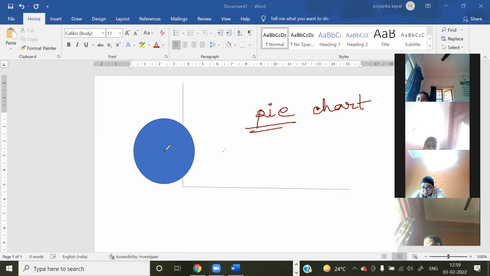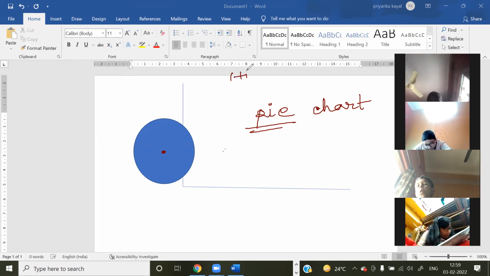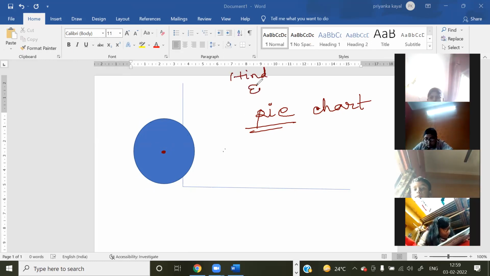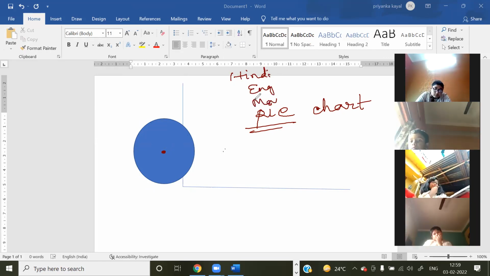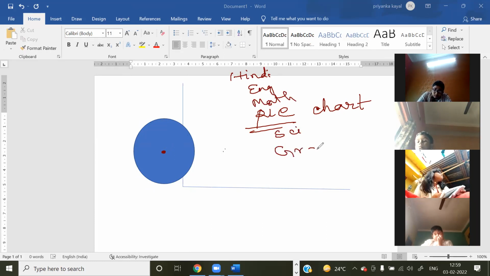Okay, now definitely it must have a center. Now, how many subjects? Hindi, English, maths, science, and grammar. 5, okay. Now look, so we'll have to break it into 5 parts.